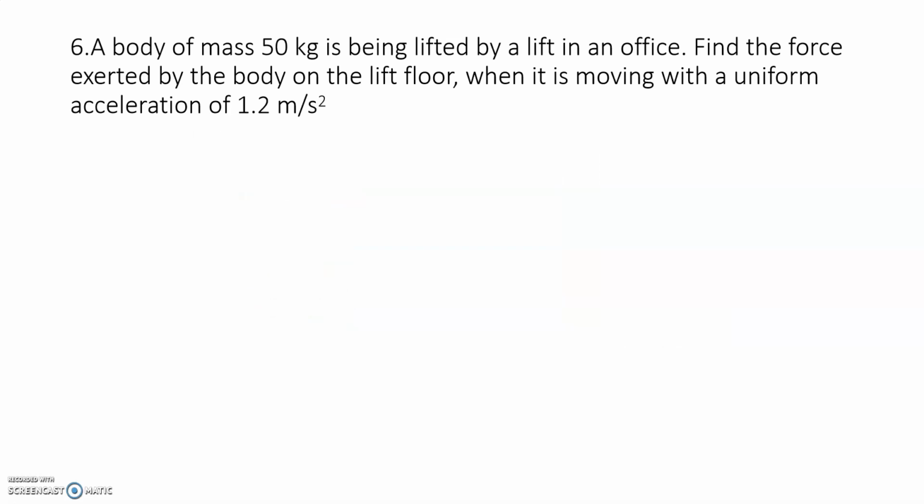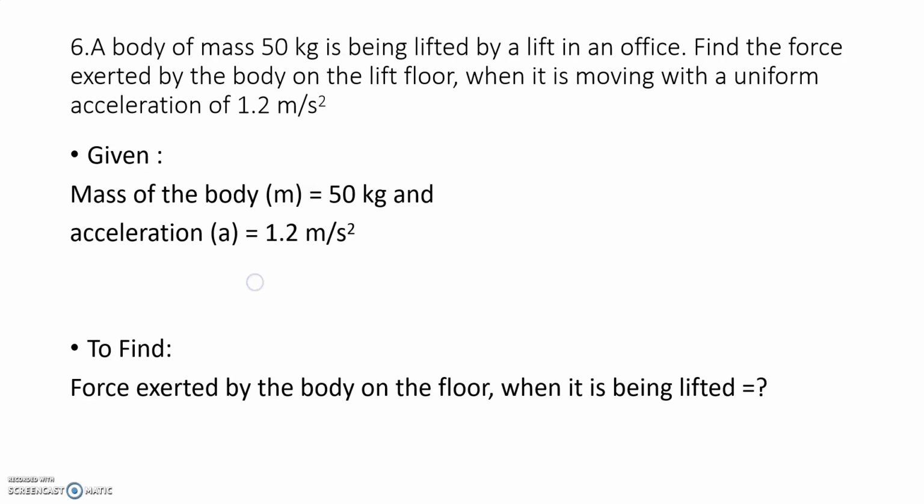Now let's do one simple problem. A body of mass 50 kg is being lifted by a lift in an office. Find the force exerted by the body on the lift floor when it is moving with a uniform acceleration of 1.2 meter per second square. So let's write the given data. We have the mass of the body as 50 kg, acceleration as 1.2 meter per second square. We have to find the force exerted by the body on the floor when it is being lifted.